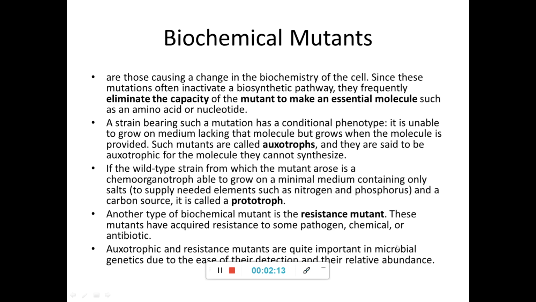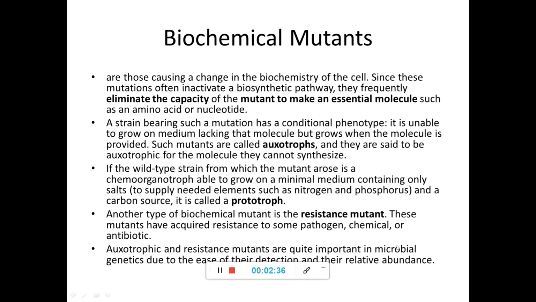The prototrophs are those which are able to grow in a minimal media containing only salts. They don't need various other things. Even if you give only common salts like nitrogen, phosphorus and a carbon source, they can utilize these elements and synthesize their own amino acids. That was the first strain that we have, and we are calling it a prototroph.